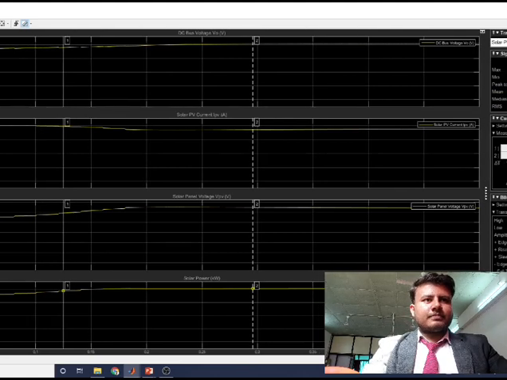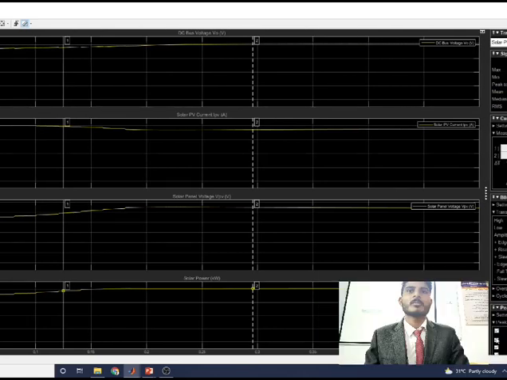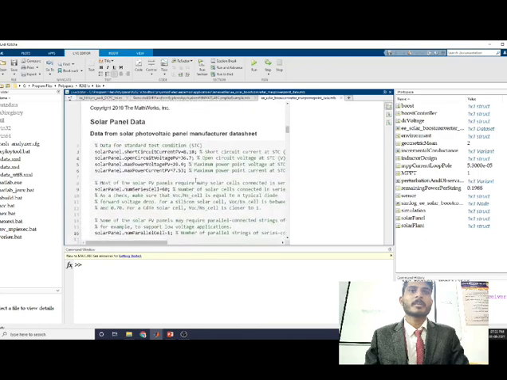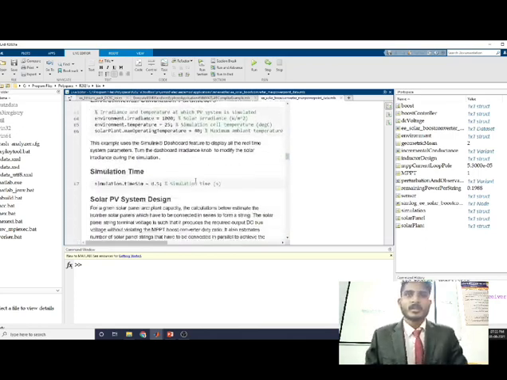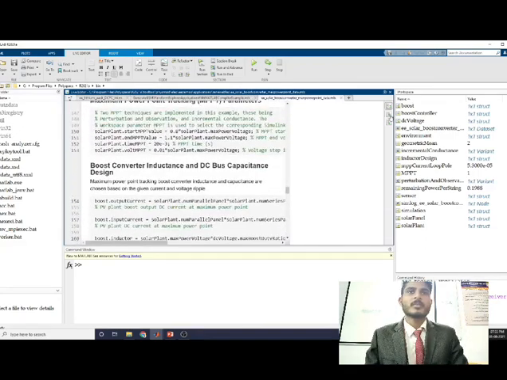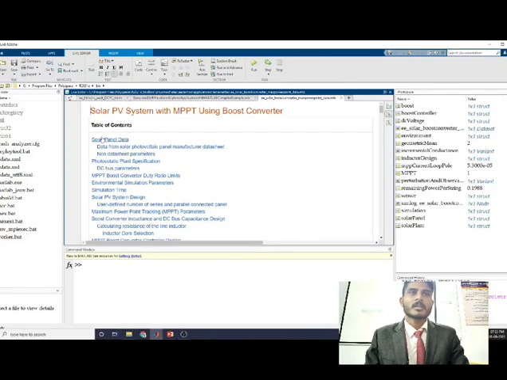Hello, myself Ajit Wake, and now we are going to see the information of solar PV system with MPPT using boost converter. In this example, we will see the design of a boost converter for controlling the power output of a solar PV system, and it will also help us.